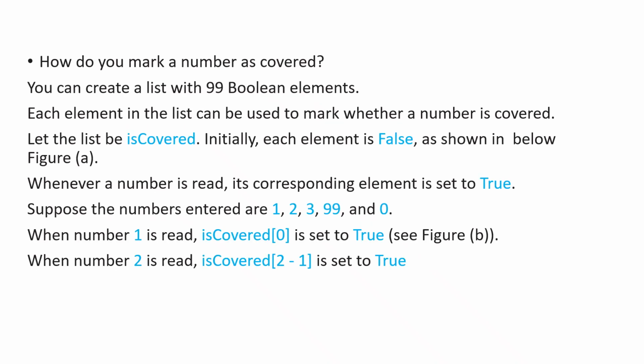You can create a list with 99 boolean elements. Each element in the list can be used to mark whether the number is covered. Let the list be isCovered. Initially, each element is false. Whenever a number is read, its corresponding element is set to true. Suppose the numbers entered are 1, 2, 3, 99 and 0. When number 1 is read, isCovered[0] is set to true. When number 2 is read, isCovered[2 - 1] is set to true.